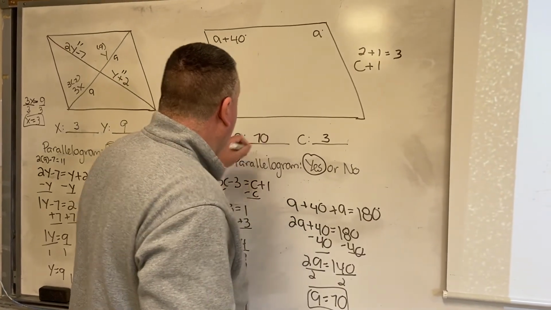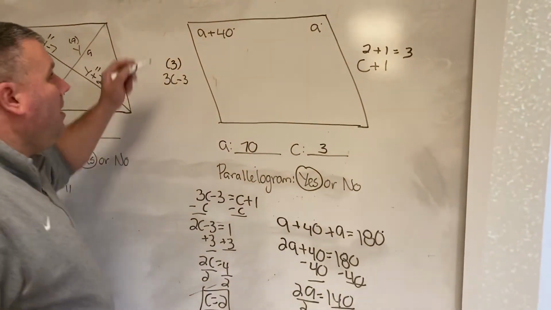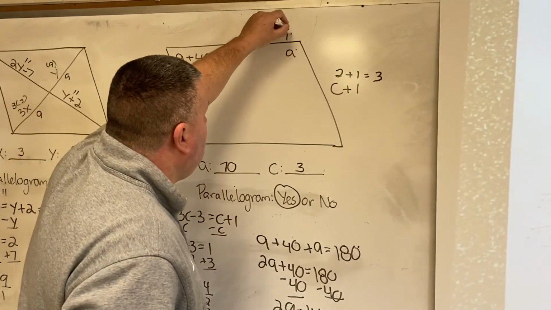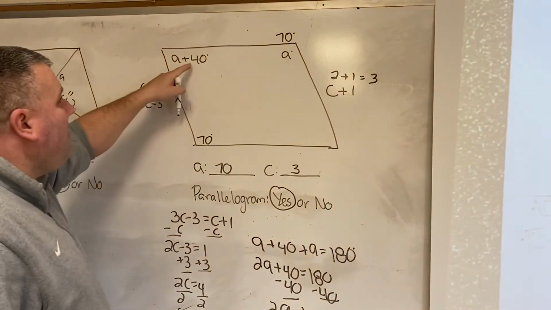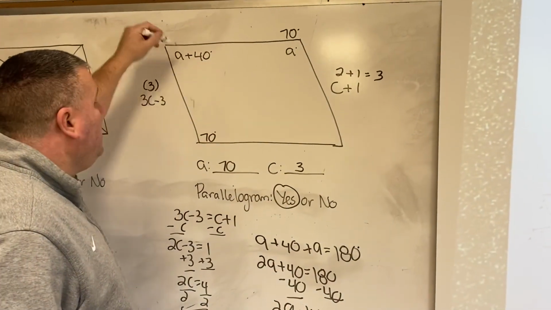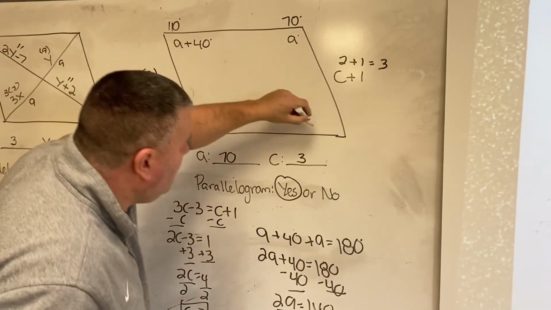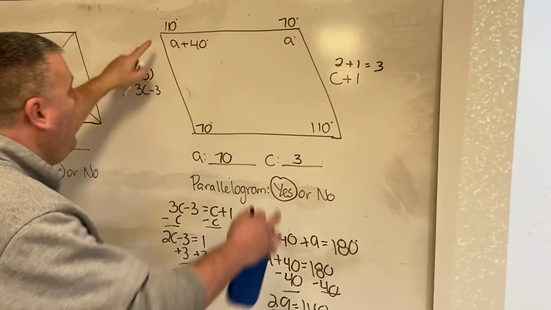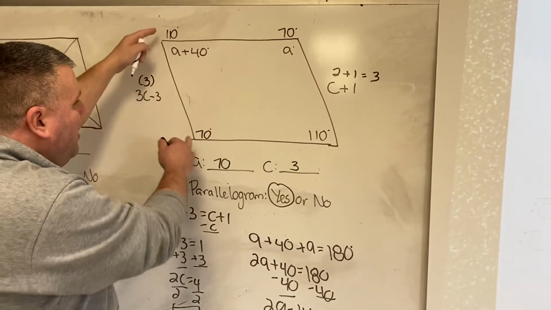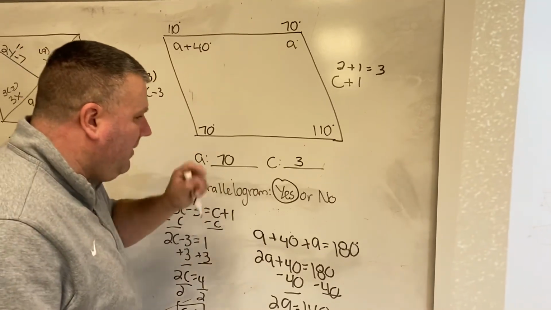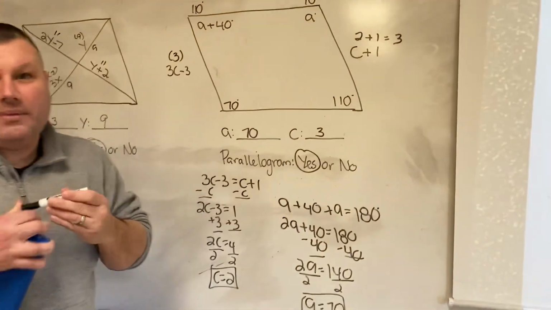Okay, and we'll plug that over here. So let's plug it in. So this is 70 degrees. That means this is 70 degrees. And then you have 70 plus 40 is 110 degrees. This is 110 degrees. Opposite angles are congruent. Consecutive angles are supplementary. Again, that would be a yes for a parallelogram.